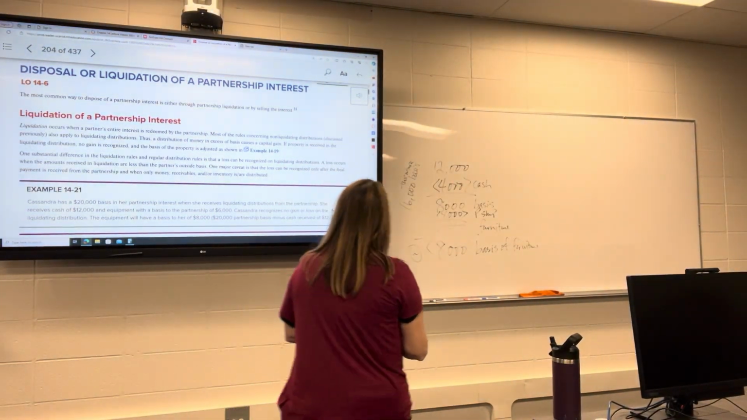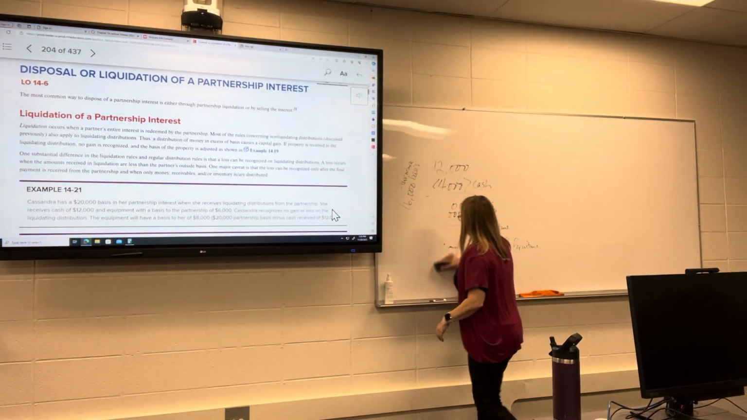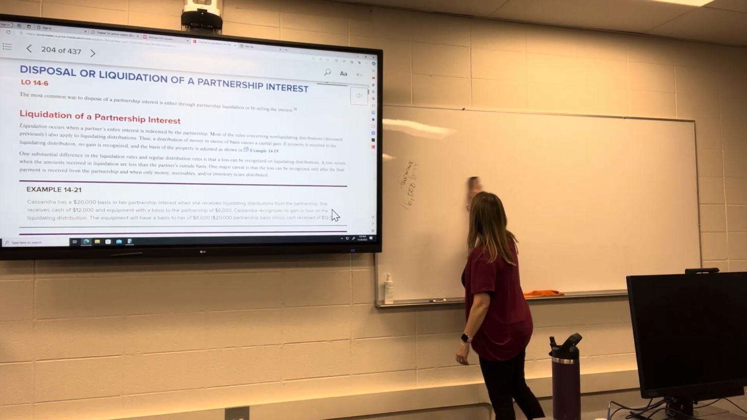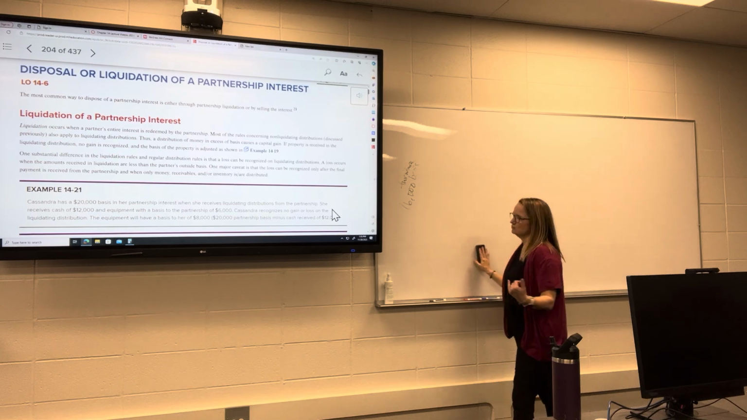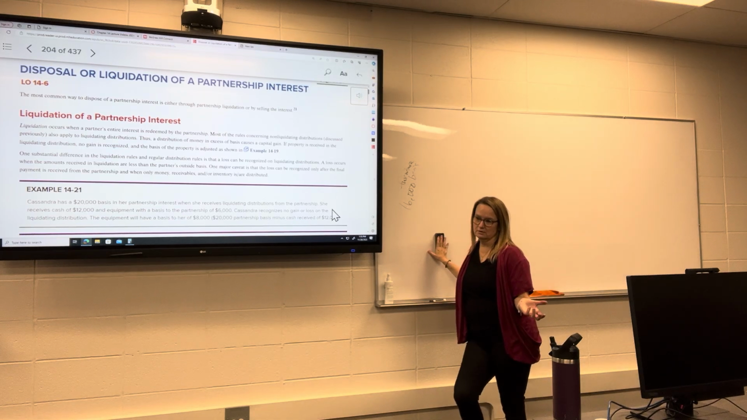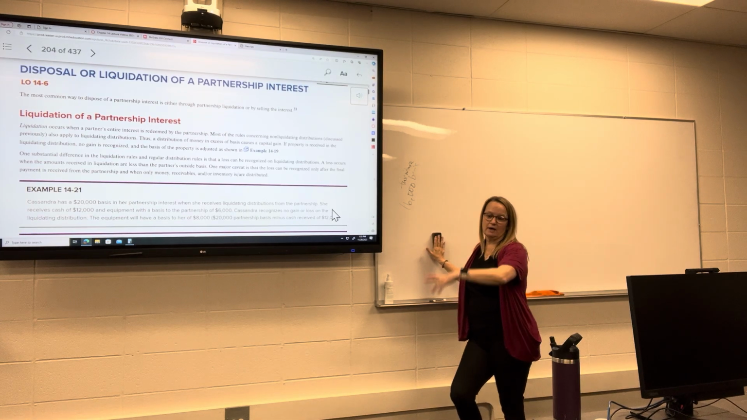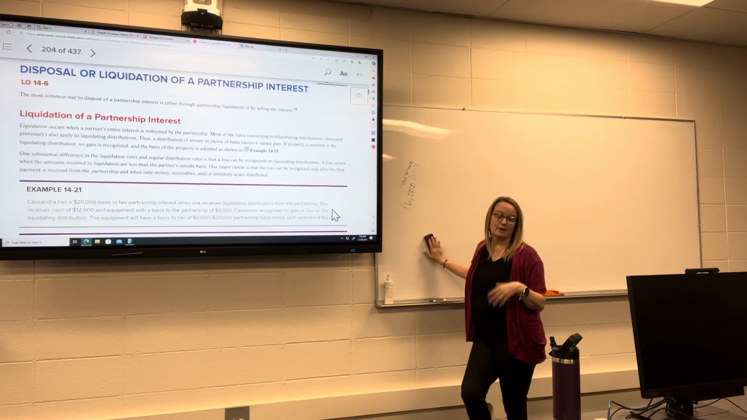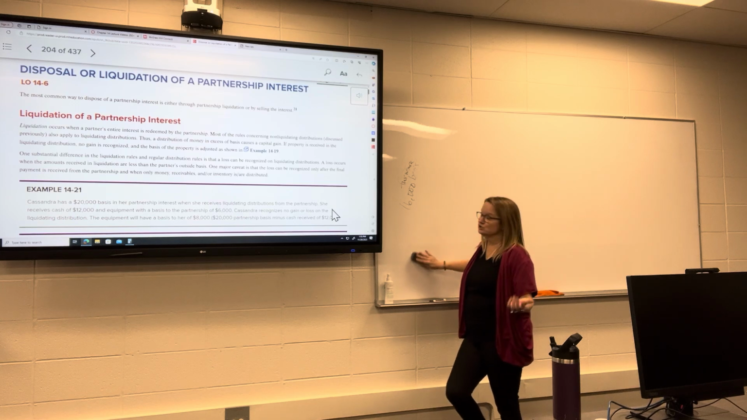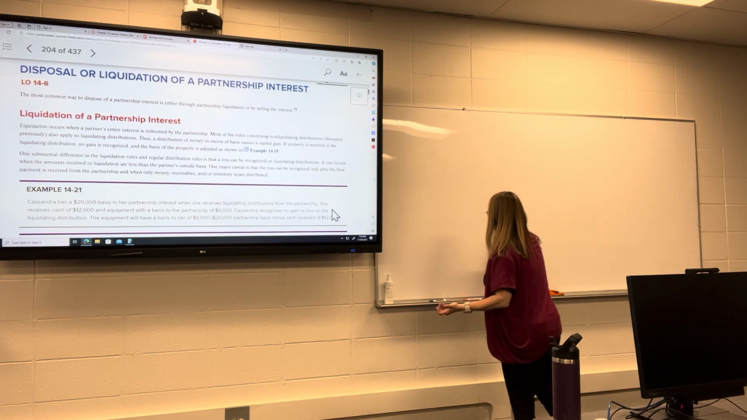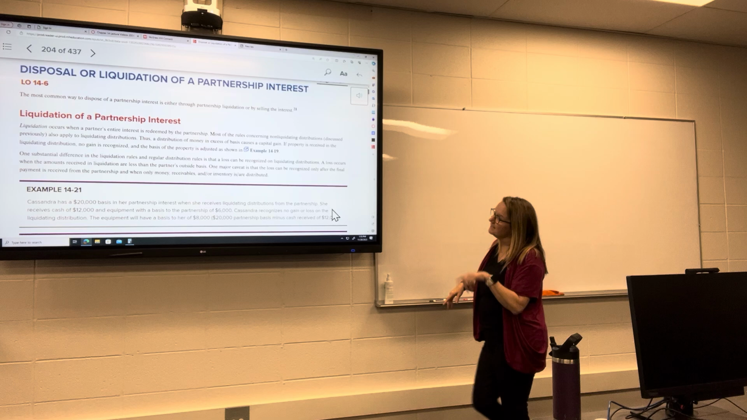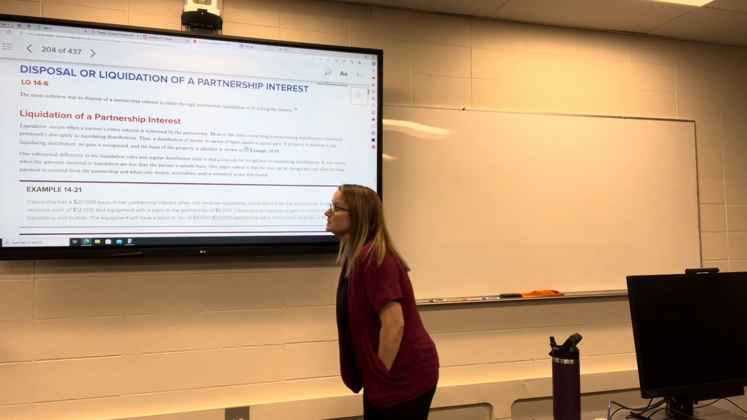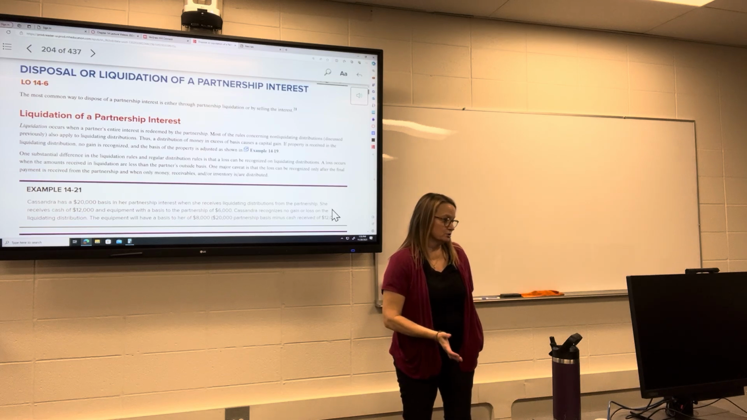So, disposal or liquidation of a partnership interest. Before, with the distribution, my ownership in the partnership didn't change, right? I was a third partner at the beginning. I got $40,000 out. I'm still a third partner. That distribution doesn't change my ownership. In both liquidations and disposals, your ownership does change in some way.